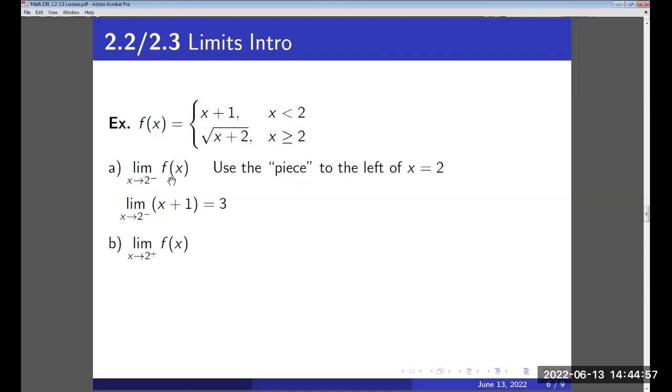So we can say, okay, to answer this, I'll take the limit as x approaches 2 from the left of x plus 1. That's simply a matter of plugging it in, and I get the answer 3. There you go.